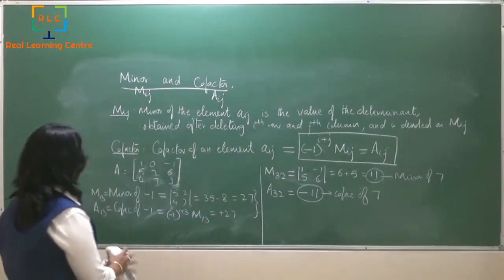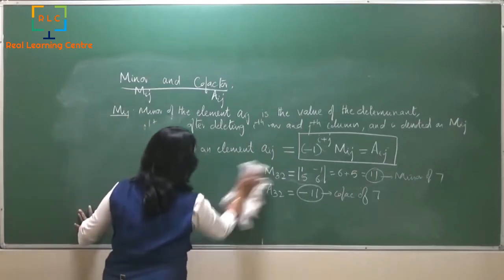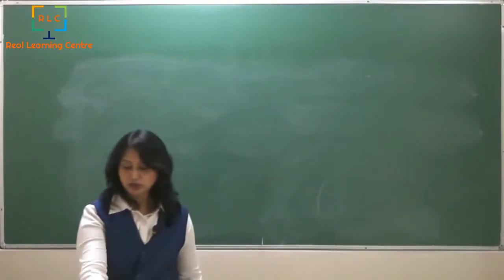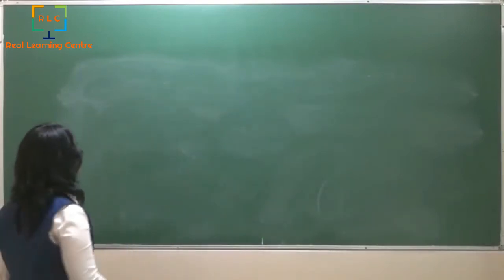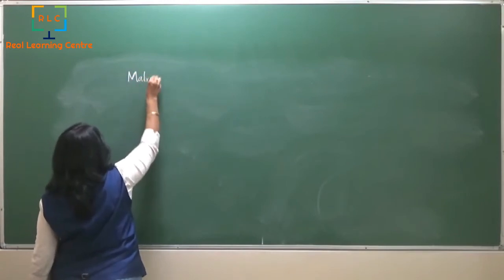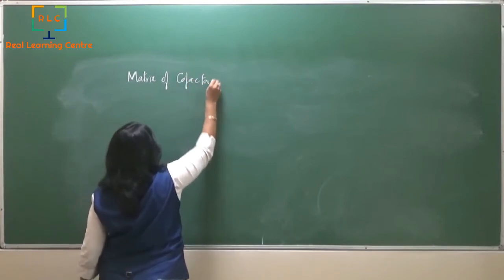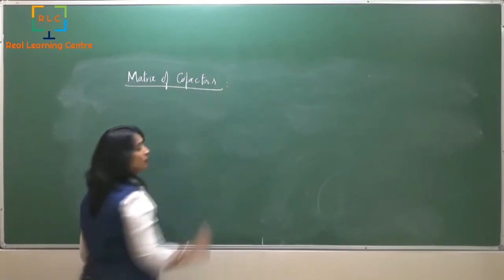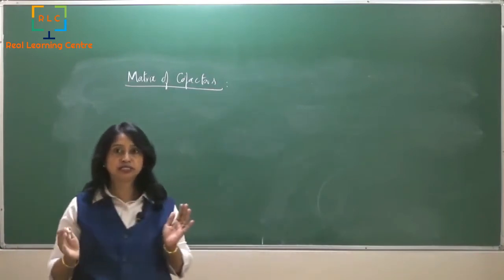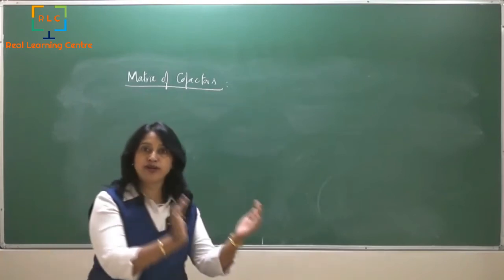Now all the cofactors can be put into one matrix, and that is called the matrix of cofactors. Okay, so I want you to find out the matrix of cofactors. For one matrix, take out all the cofactors and put them in a matrix. Then we'll have a matrix A and its cofactor matrix.